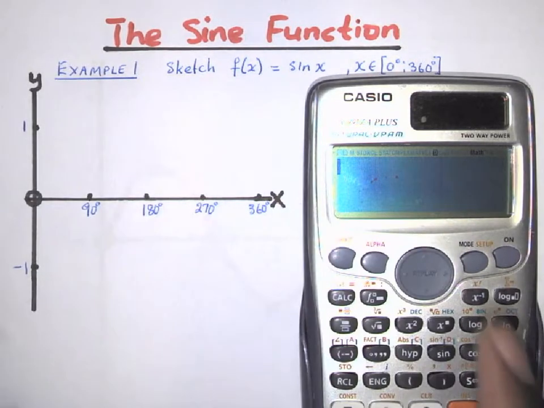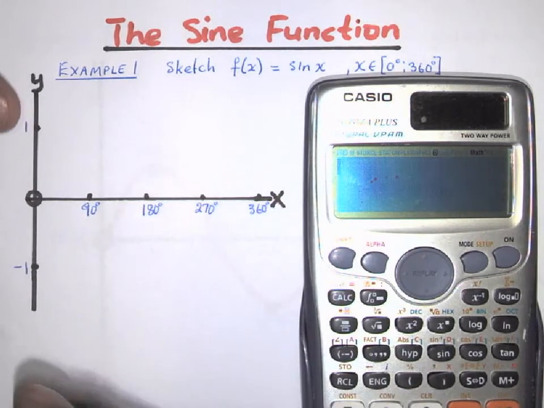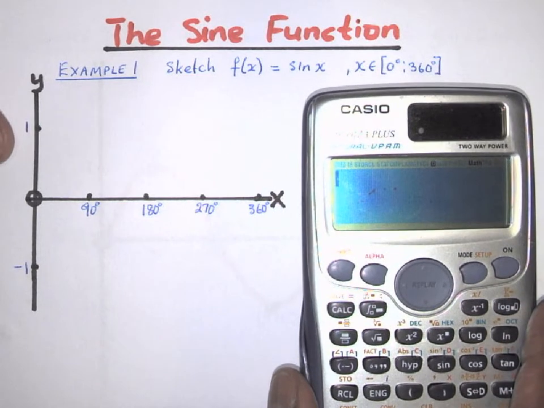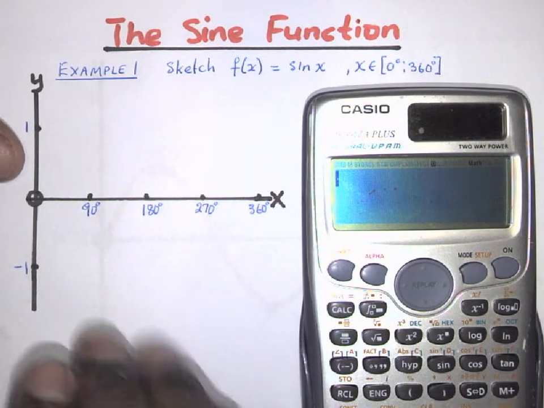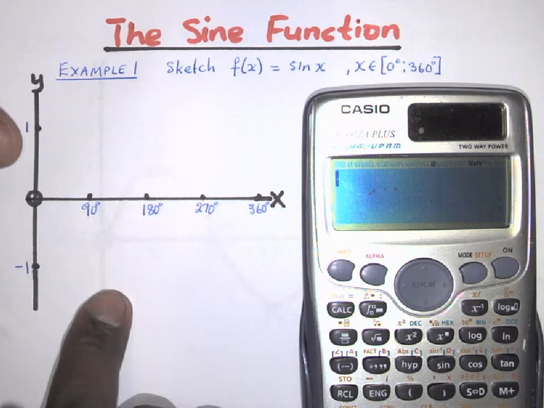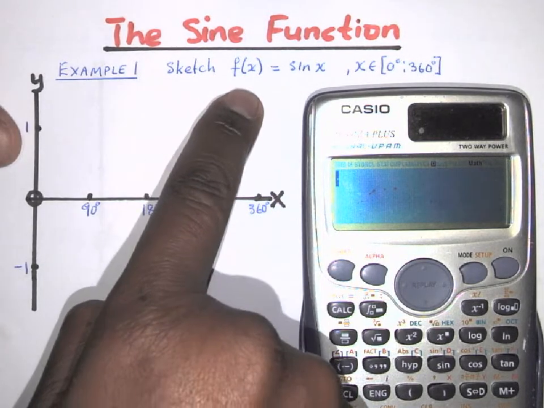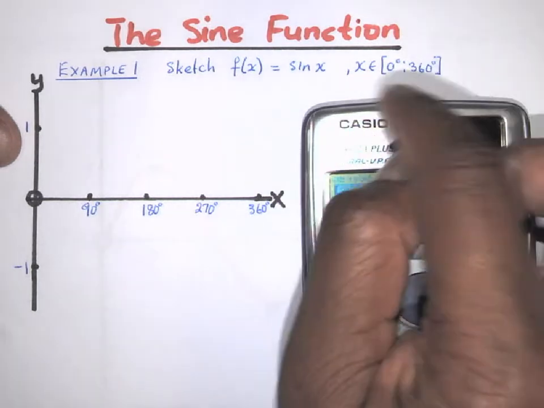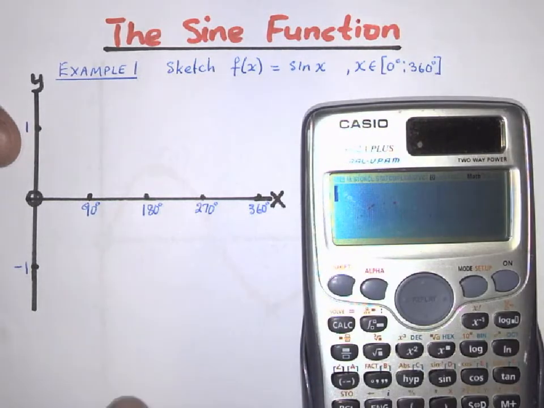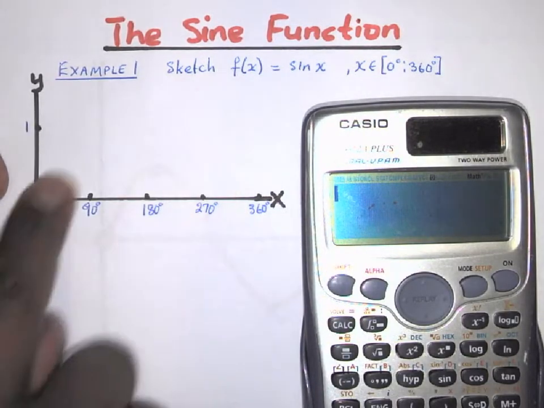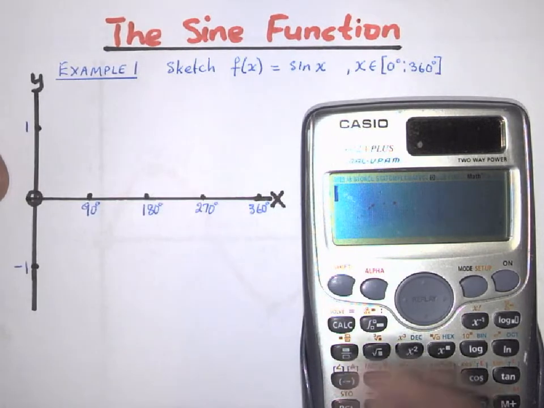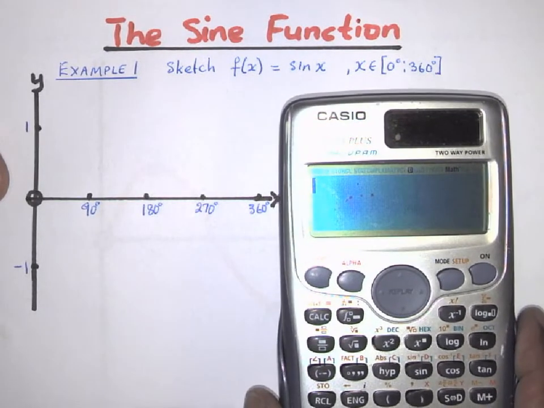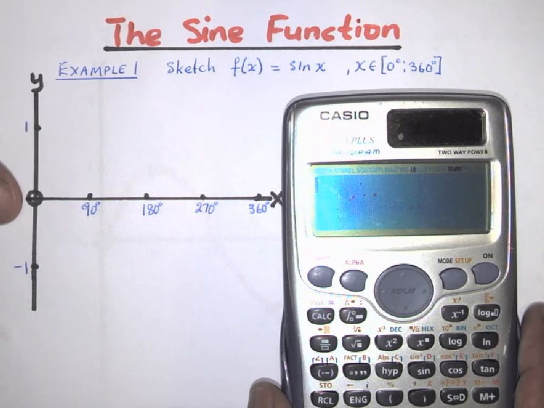You did this last year, but we'll refresh each other so that you can proceed next time we meet with the other functions. This is an example. It says sketch f of x equals sine x, when x is an element of 0 degrees to 360 degrees. So I've got to sketch the graph of sine x here. This is just a refresh so that we remember how to sketch functions.